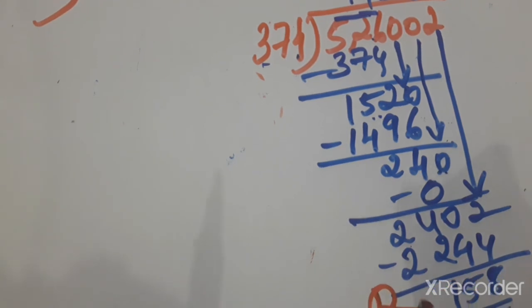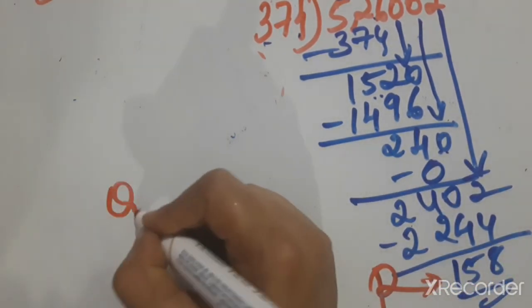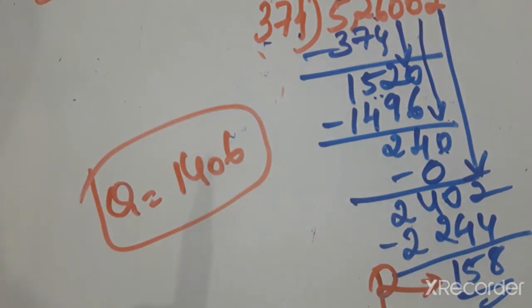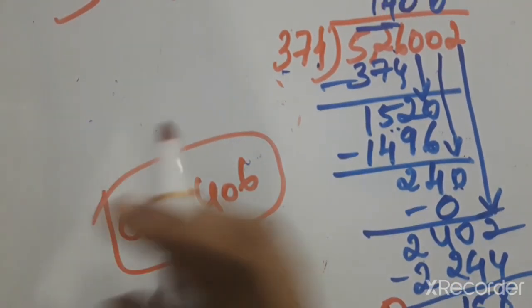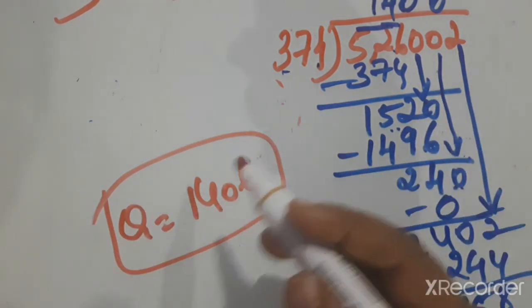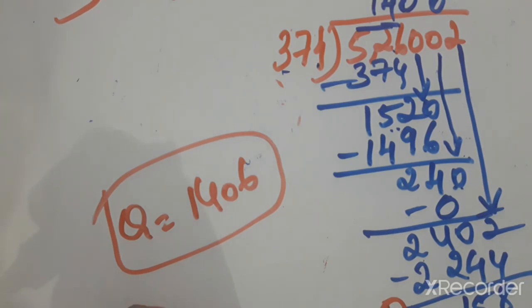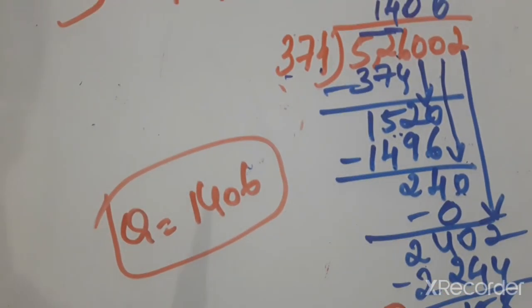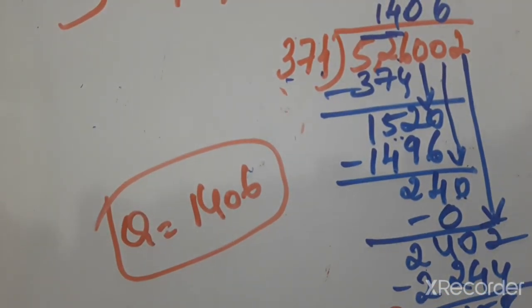Remainder is 158. Quotient is 1406. You can write the 374 table at the side, or at each step when you need it we can multiply with 4 or 5, whichever is nearer, and check by multiplying, but we can't do it by head, children. 158 is the remainder. Quotient is 1406.